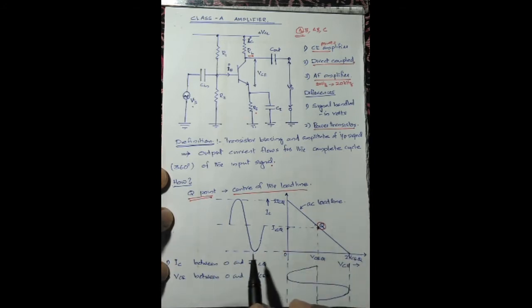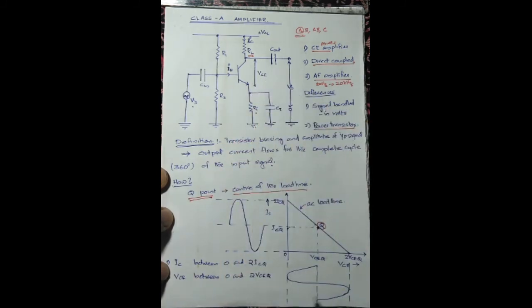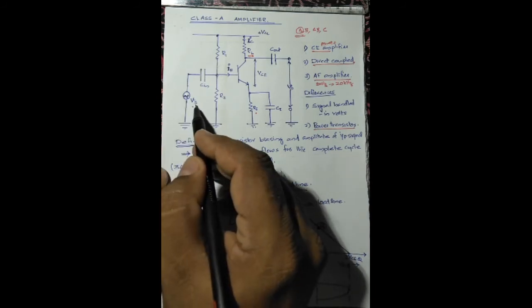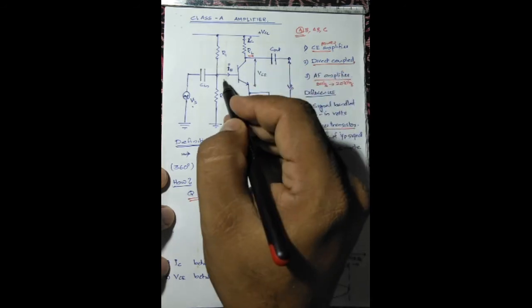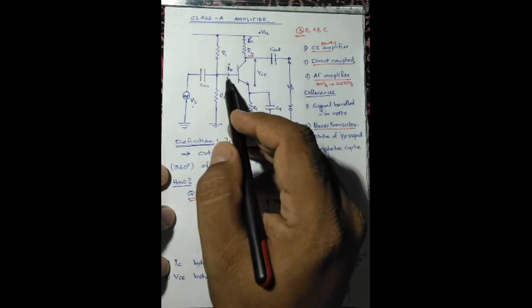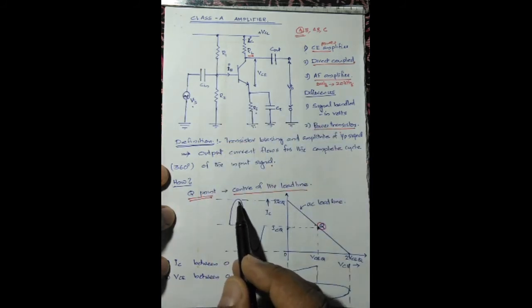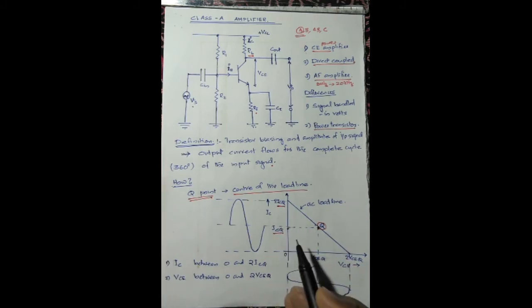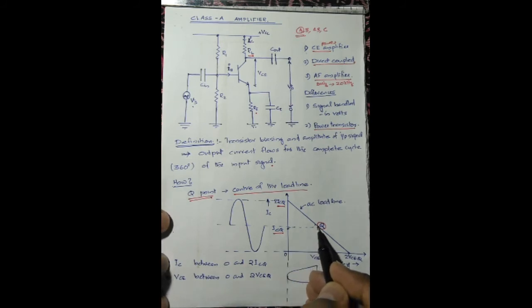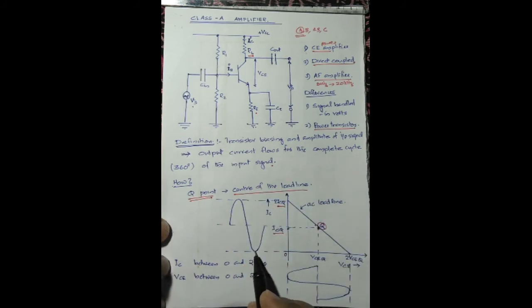This figure shows the variation of the collector current and the voltage VCE, the collector emitter voltage. When the input signal comes in, the base current changes and the collector current changes accordingly. When the base current increases, the collector current increases and reaches a maximum value of 2 times ICQ, where ICQ is the collector current corresponding to the quiescent point. Then it can go down to 0 collector current.